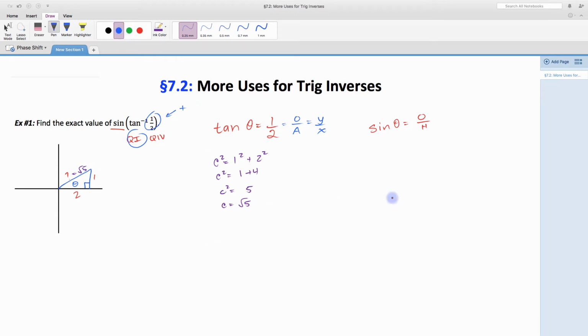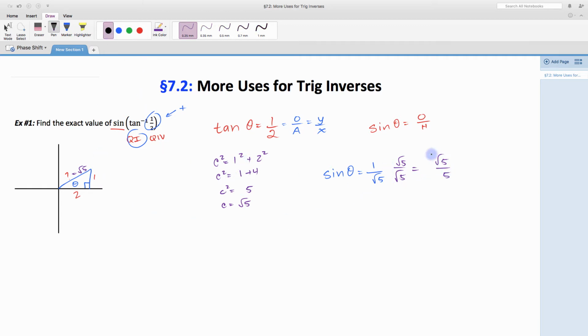So if we now evaluate the sine of theta, we get the opposite side, which is 1, over the hypotenuse, which is the square root of 5. Typically we don't like to have a radical in our denominator, so we rationalize by multiplying the numerator and denominator by the square root of 5. So 1 times the square root of 5 is the square root of 5, and the square root of 5 times the square root of 5 is just 5.